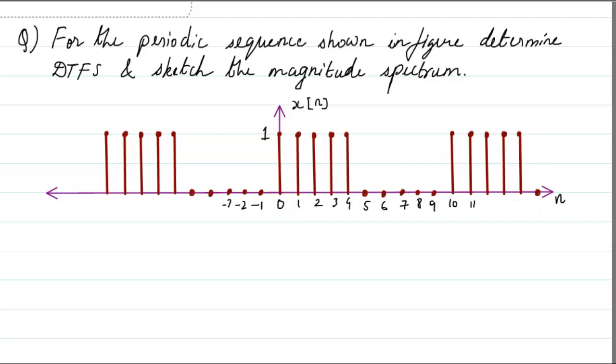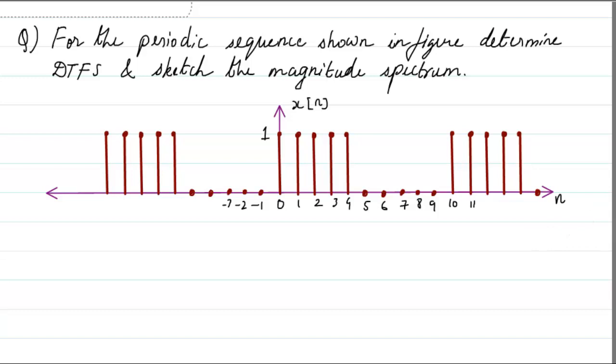Now if you look at the period of this one, it is going to start from 0 and go up to 9, because after that the next period starts. So from 0 to 9, how many values are there? 10 values. So the periodicity is 10.